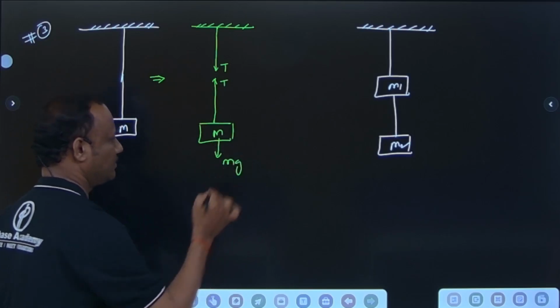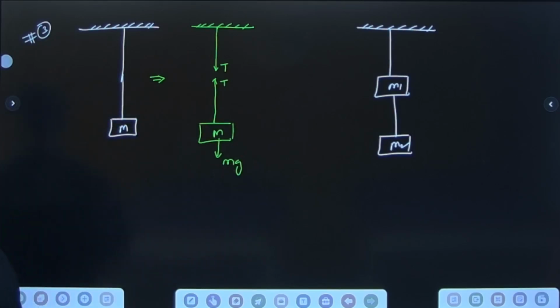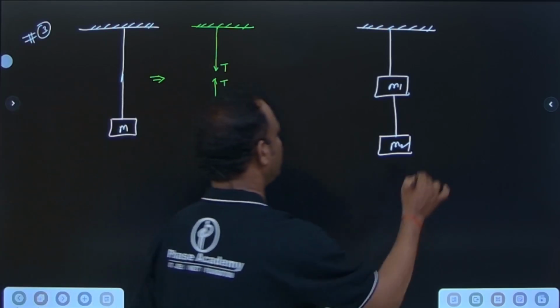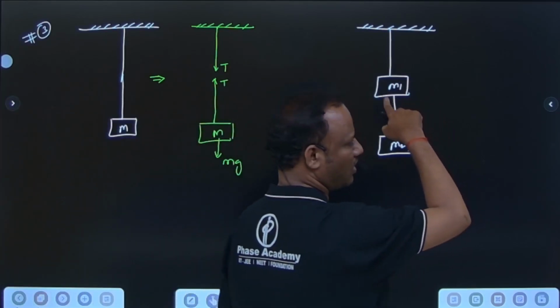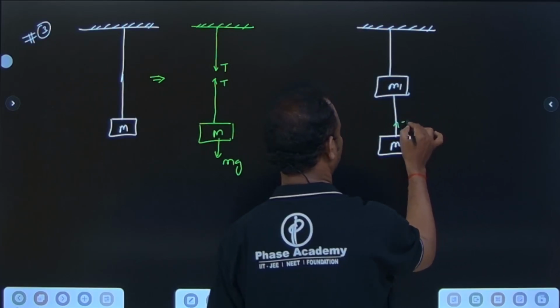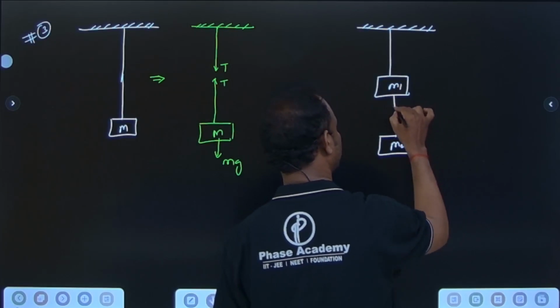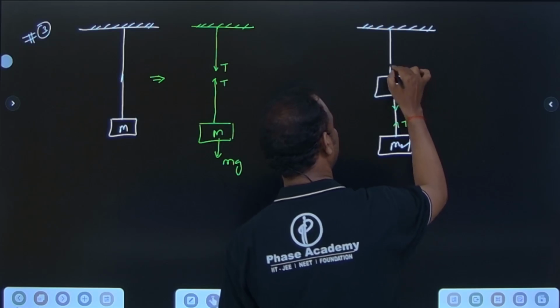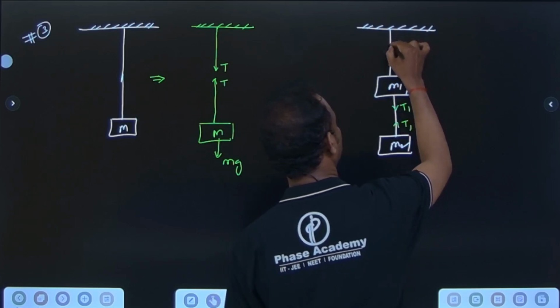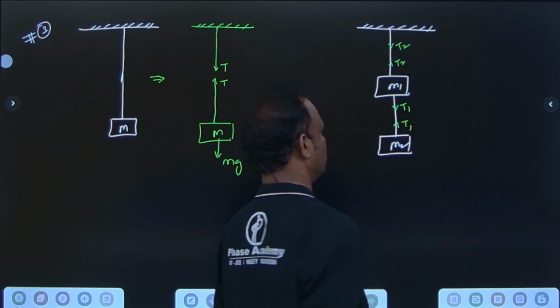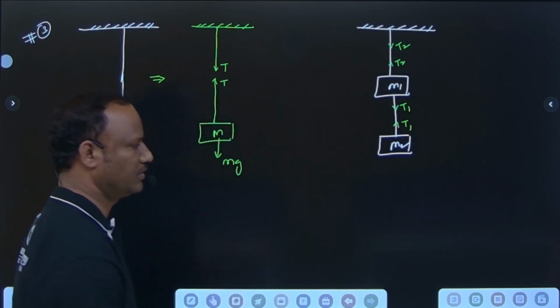See, I am dividing into isolated systems. Sir, this will be what? How many strings do you have? There are two. Can I write it as T1? Due to this one, it's T1. Due to this one, it's T2. Tension is away from the mass of the body.